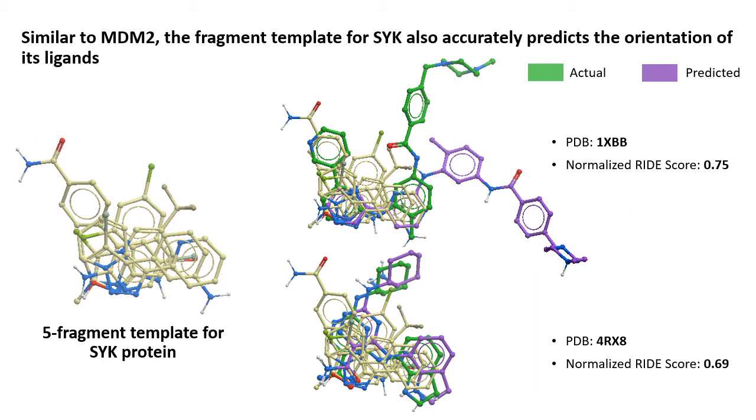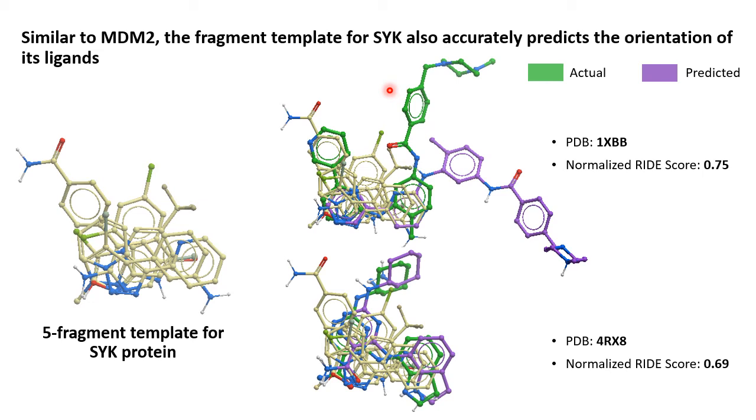To assess the utility of the fragment-based screening method beyond E3 ubiquitin protein ligases, the method was also used on the SYK protein. Overall, the fragment template for SYK was able to accurately predict the binding orientations of its ligands. While the ligand from 1xBB seems as though it doesn't have a good match, such cannot necessarily be said as there are no fragments in that area for the ligand to match with.